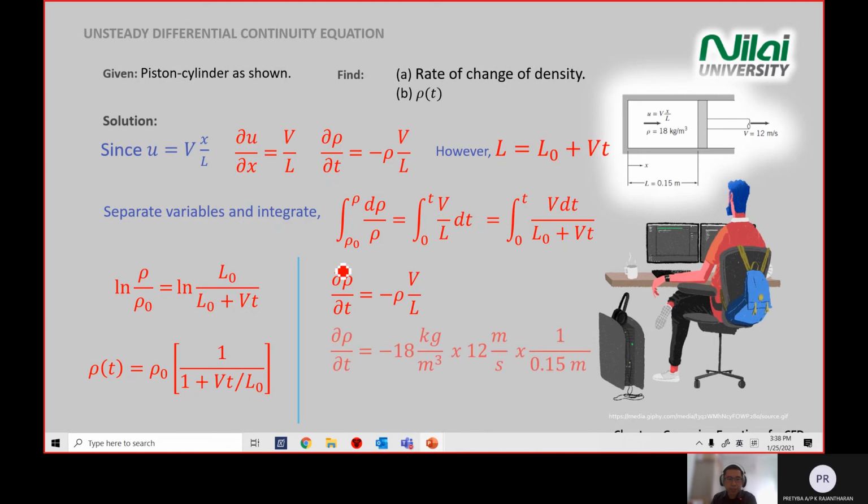Then you go back to the differentiation. So del rho over del t is given by negative rho V over L by this equation. You just substitute the given parameters. Rho is 18, v is 12 meters per second, length is 0.15 meter. So the rate of change of density, if you multiply all the units together, you will get negative 1440 kilograms over meter square second. So this is the rate of change of density. And on the left hand side, this is the formula of the density change as a function of t.